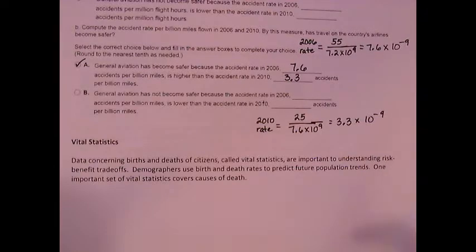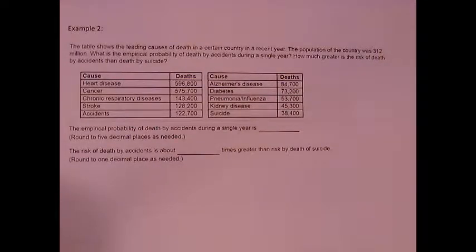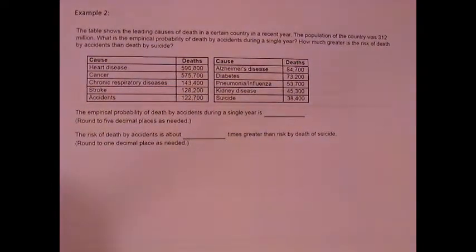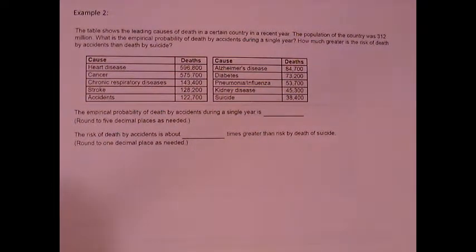So here we looked at example 2. You'll see the table shows the leading causes of death in a certain country in a recent year. The population of the country was 312 million. What was the empirical probability of death by accidents during a single year? How much greater is the risk of death by accidents than death by suicide? Okay?